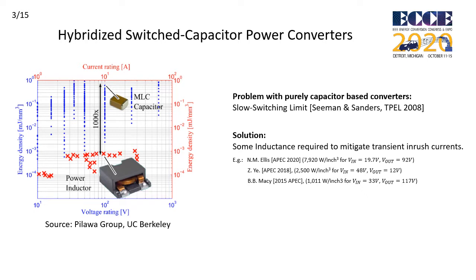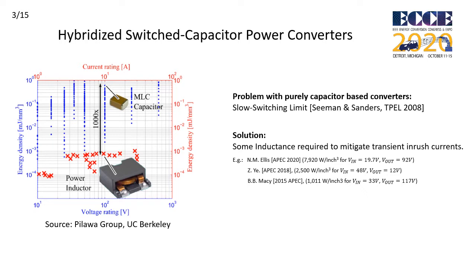Since the vast majority of voltage conversion can now be performed by capacitive elements, the volt seconds on any inductor can be greatly reduced, allowing it to be significantly smaller in size. This has resulted in a number of hybridized switched capacitor topologies and techniques being published, which fully mitigate the slow switching limit, and in doing so have achieved record-breaking power densities, as shown below.